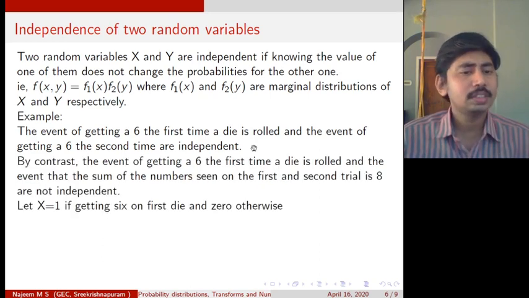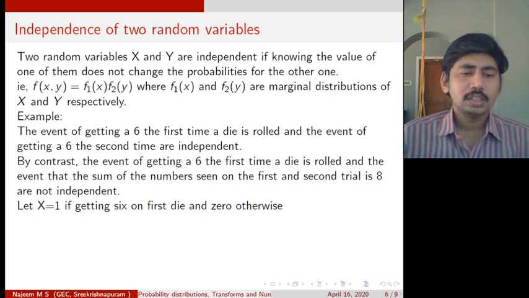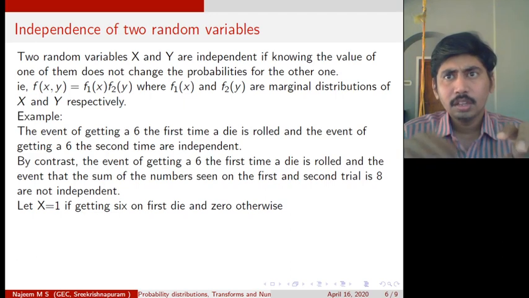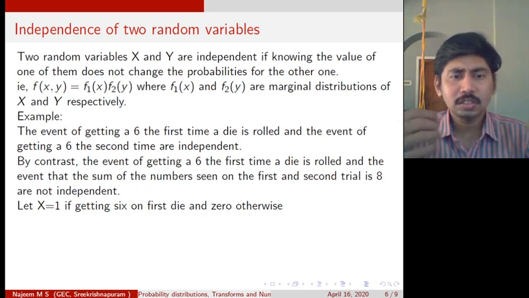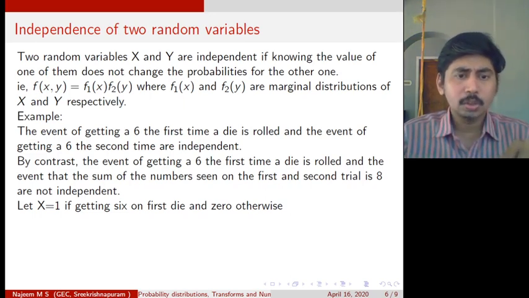In contrast, the event of getting a 6 the first time a die is rolled and the event that the sum of the numbers seen on the first and second trials is 8 are not independent. That is x. If the first die appears as 6, then x equals 1. That is a success for x. X has a success and a failure. Success is x equal to 1, which is getting a 6 on the first die. Likewise, x equal to 0 if the experiment fails, then the first die may show 0, 1, 2, 3 up to 5, except 6. And what is y?